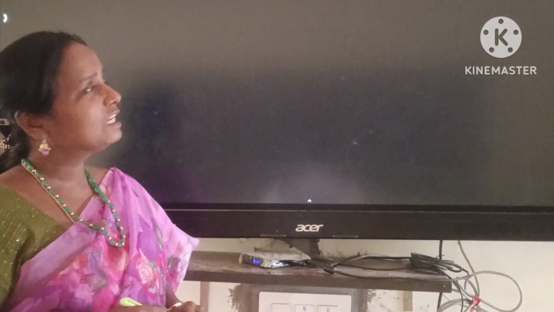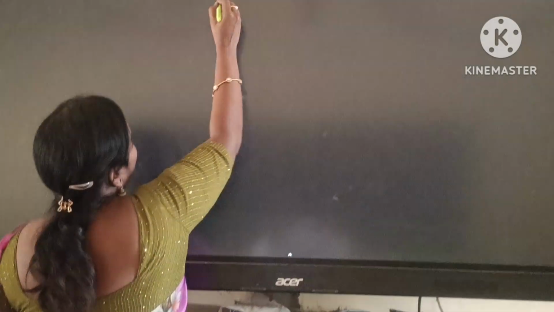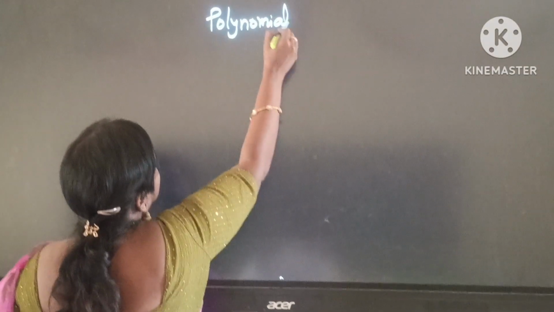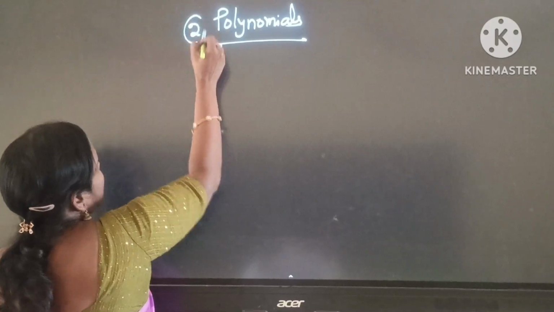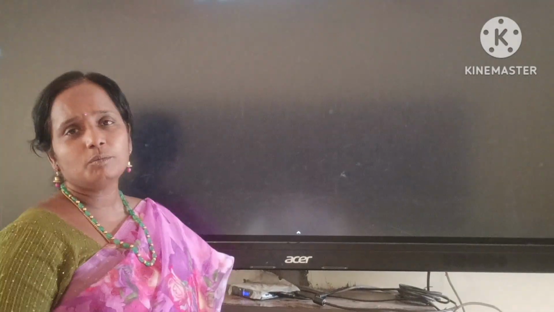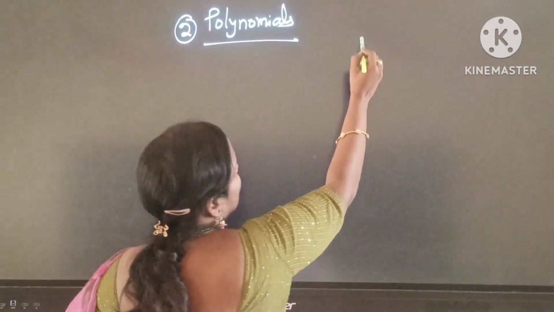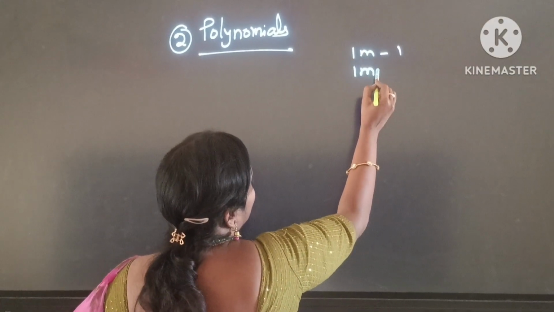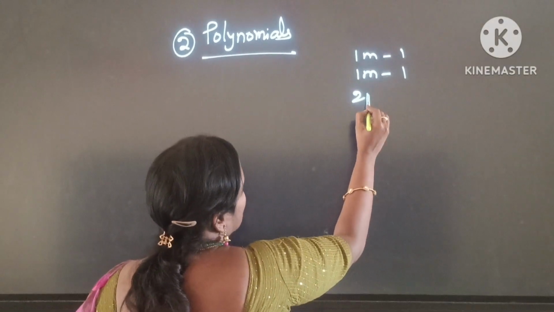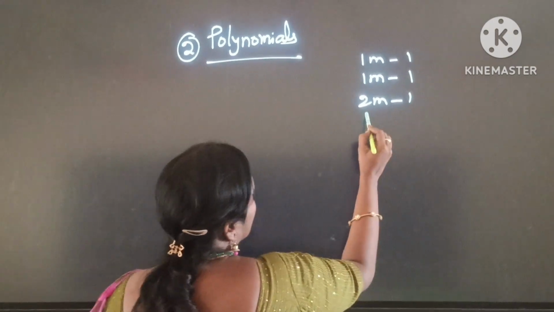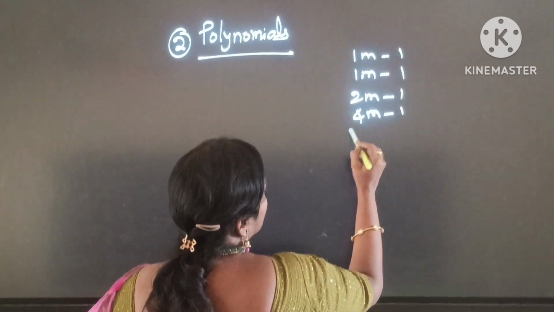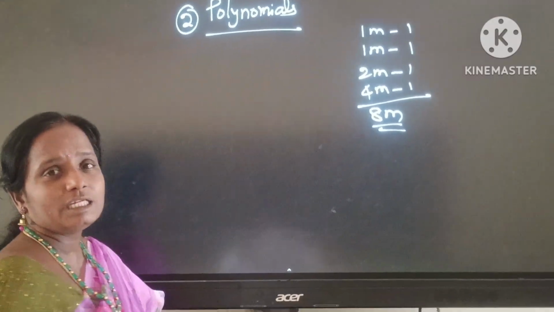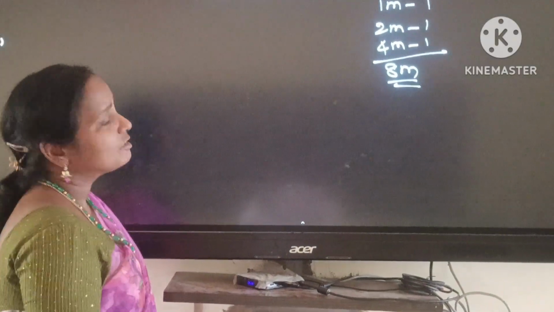Today we will discuss polynomials. 10th class, second chapter. According to the blueprint, we will get 1 mark question 1, 2 marks question 1, 4 marks question 1. So we will get a total of 8 marks from this chapter.